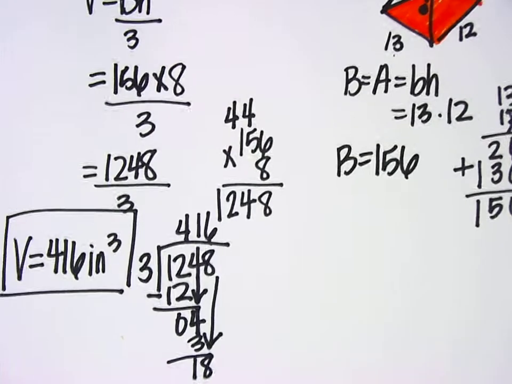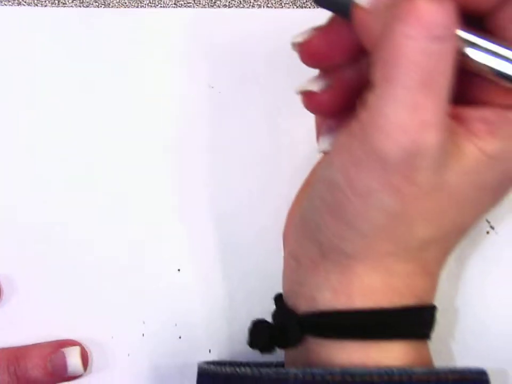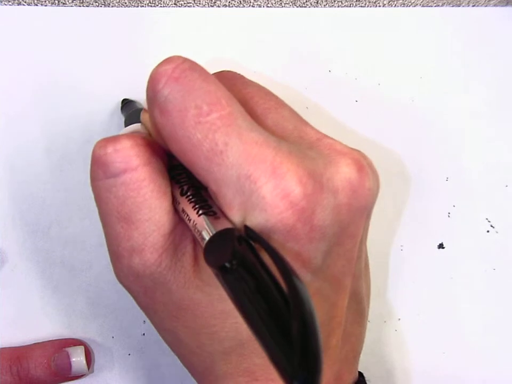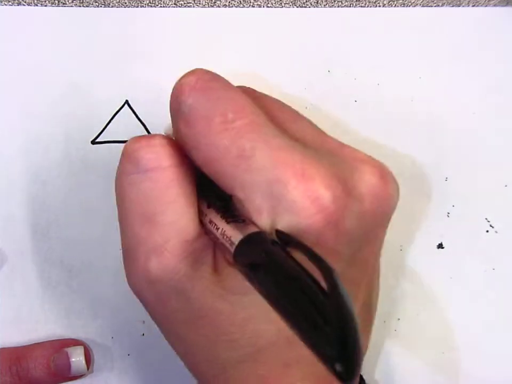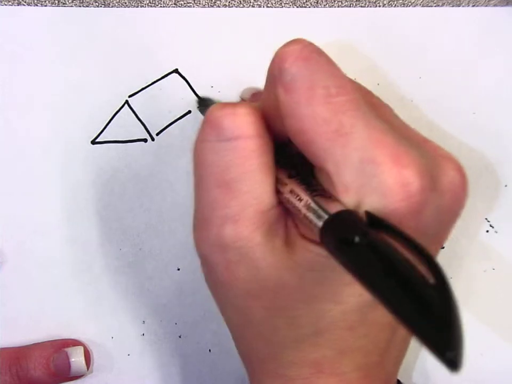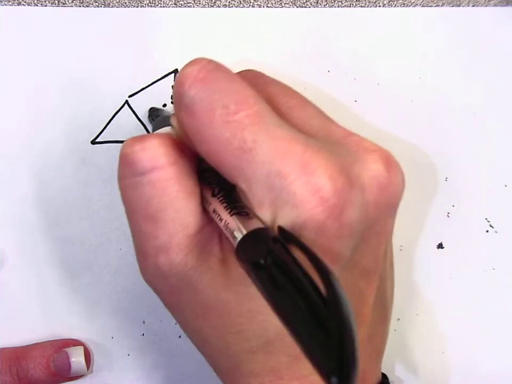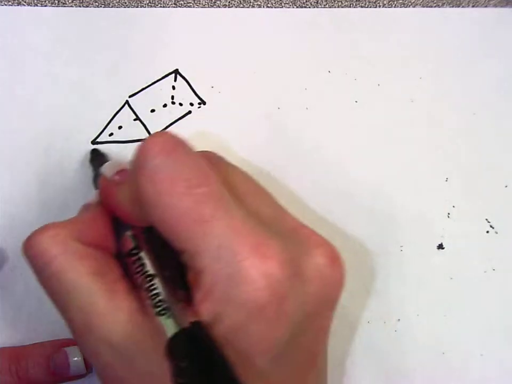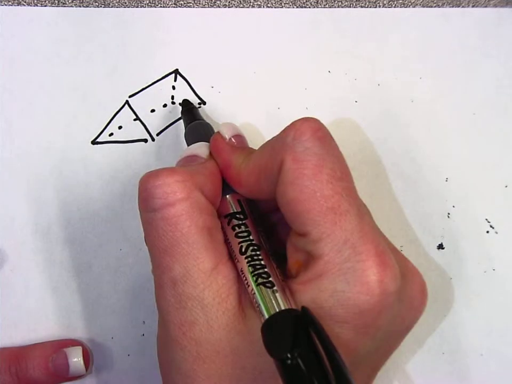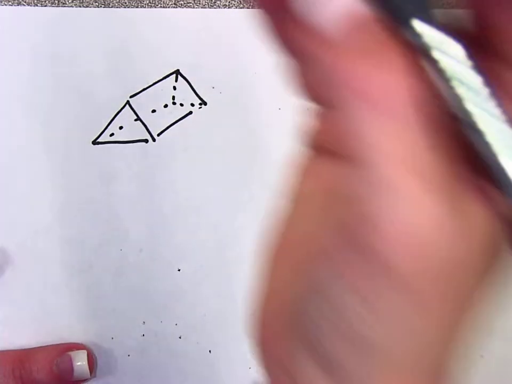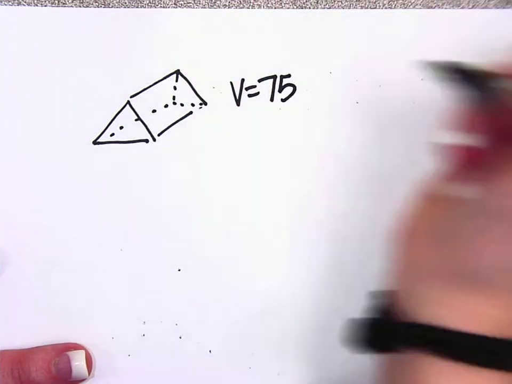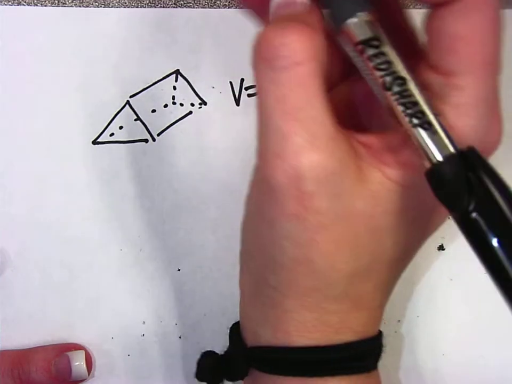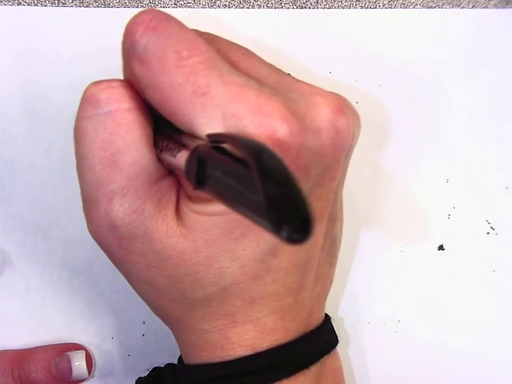Now let's look at a different problem, but this time we're going to look at the volume of a triangular prism. Our triangular prisms look kind of like this. It's kind of like a 3D triangle, but it's got two bases. The volume is 75 and the base area is 15.